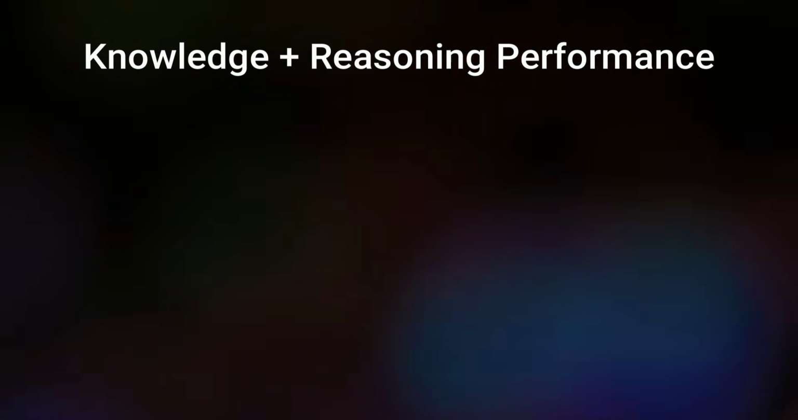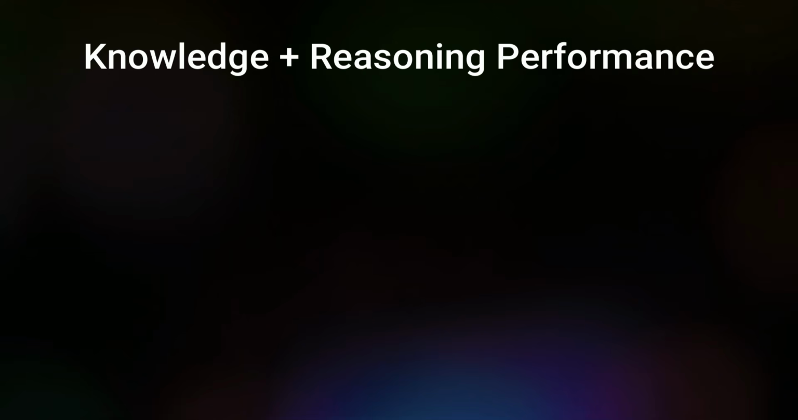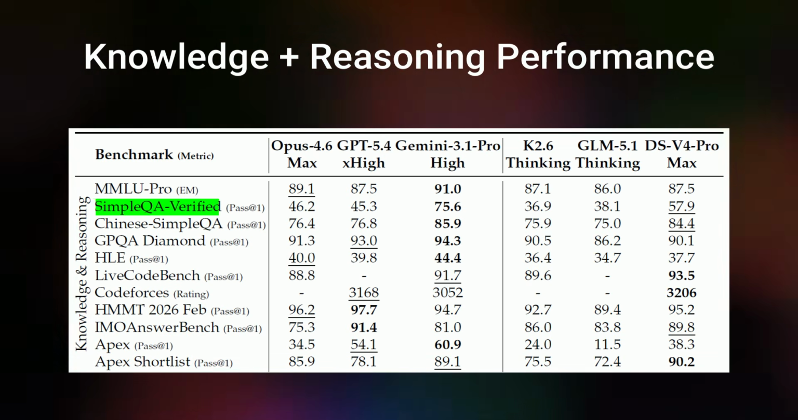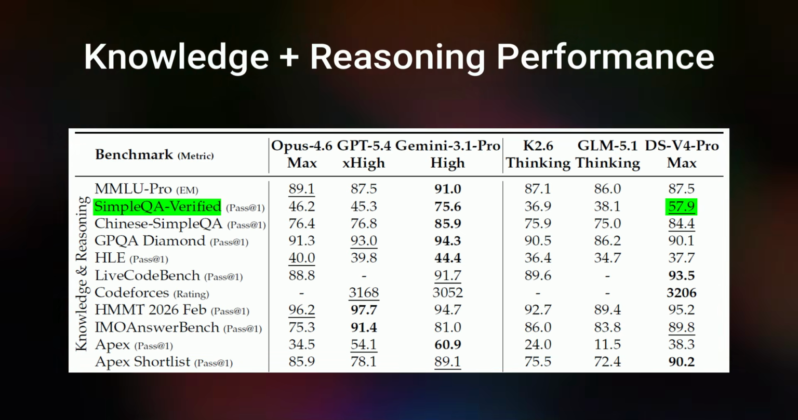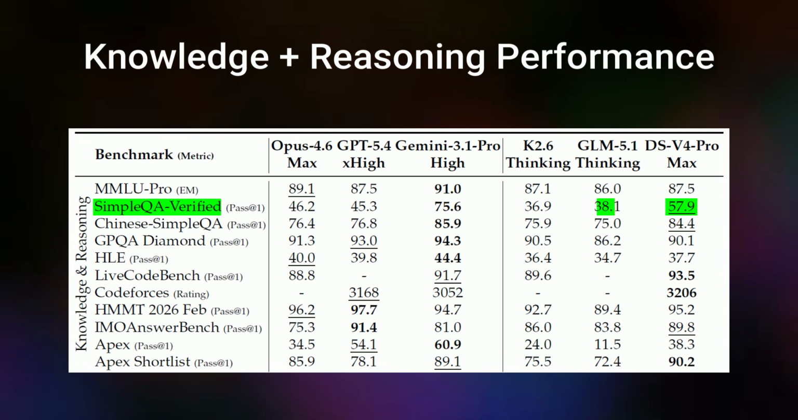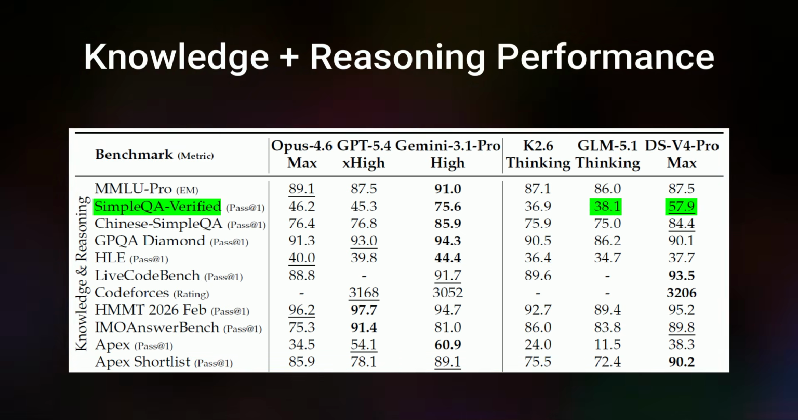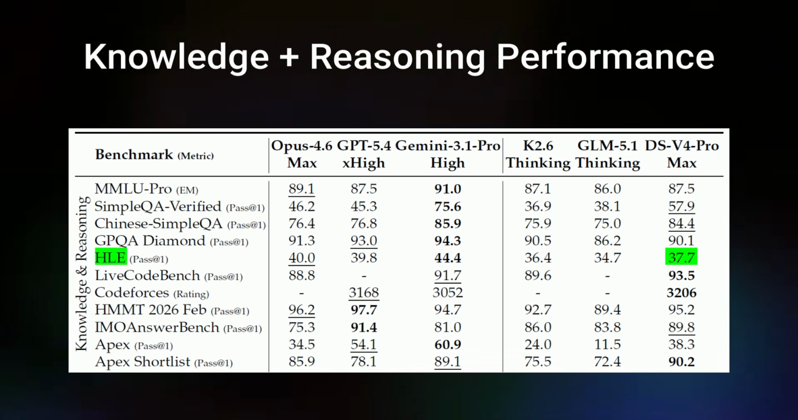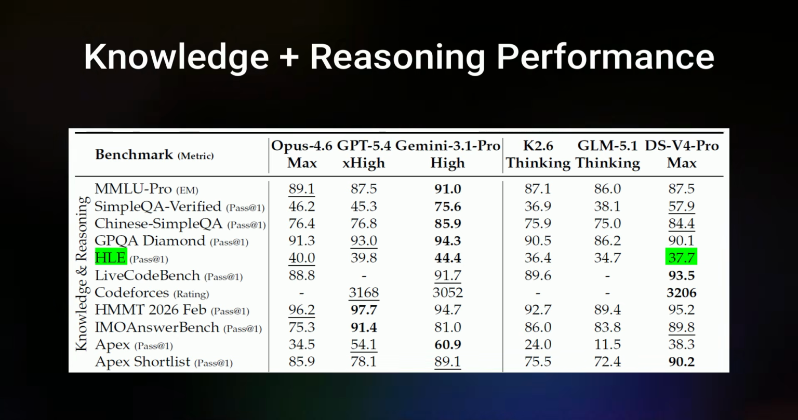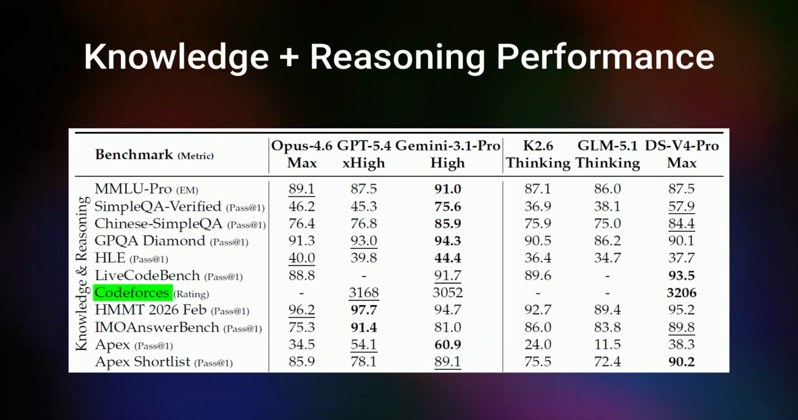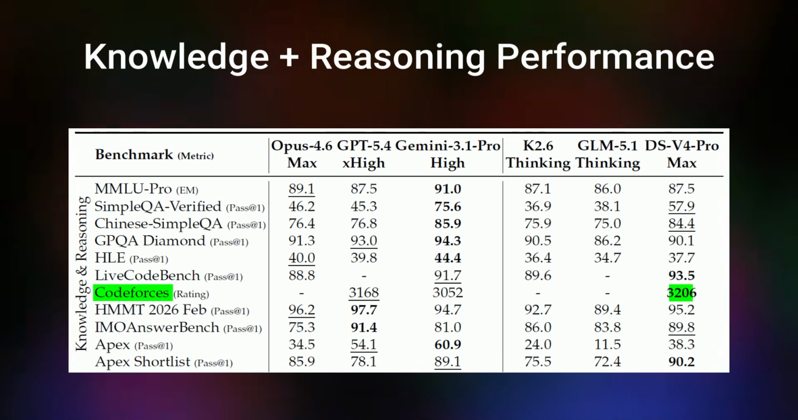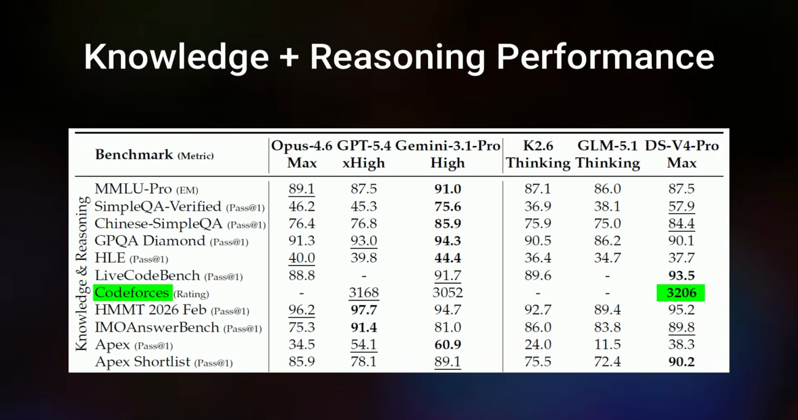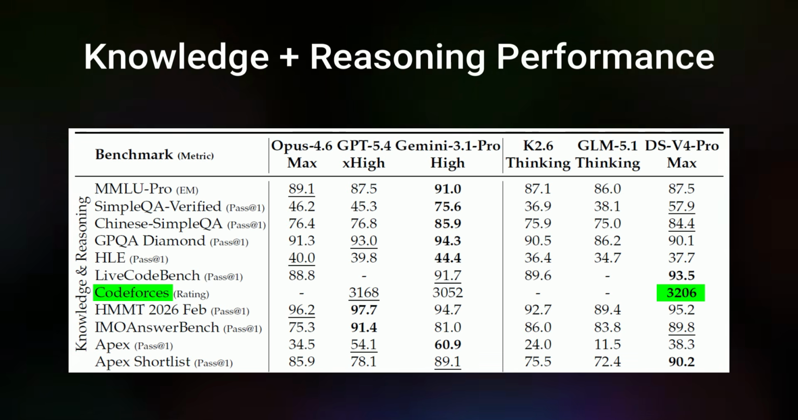Second, knowledge plus reasoning performance. Efficiency is useless if the model becomes dumb. But DeepSeek did not sacrifice intelligence. On simple QA, DeepSeek scored 57.9%, while GLM 5.1 scored only 38.1%. That's a massive jump. On humanity's last exam, DeepSeek reached 37.7%, showing strong high level reasoning. And for competitive programming, this gets crazy. On Codeforces, DeepSeek achieved a 3206 rating, putting it in the top tier of human coders. Yes, human level elite coding performance.